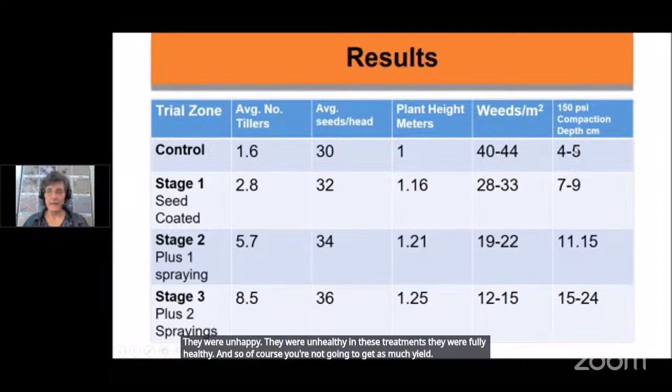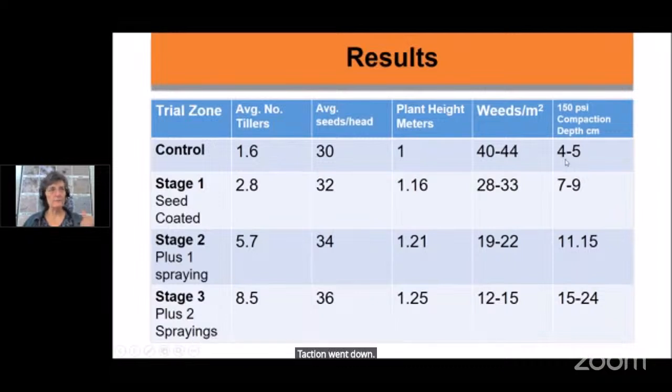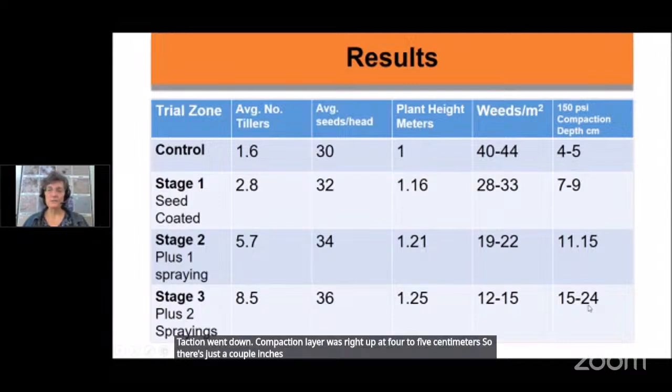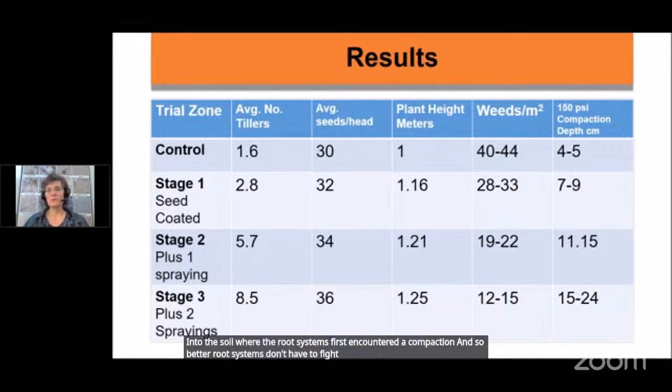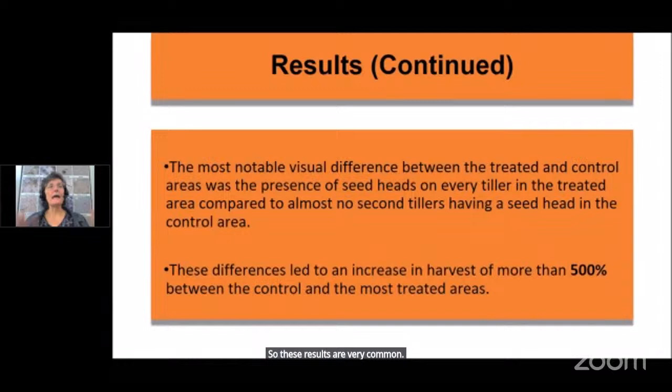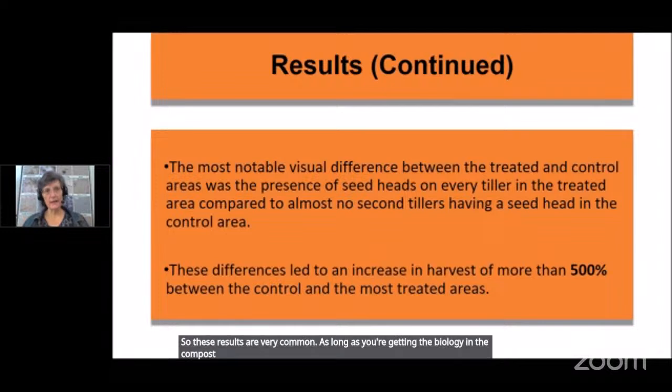Compaction went down. The compaction layer was right up at 4 to 5 centimeters. So that's just a couple inches below the surface, to we're down a good foot or so into the soil where the root systems first encountered a compaction layer. And so better root systems don't have to fight to push their way through the soil. So these results are very common as long as you're getting the biology in the compost and then transferring that compost biology into the soil.